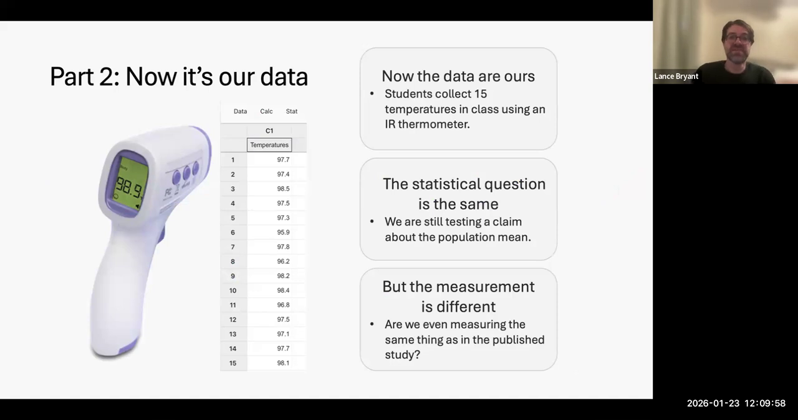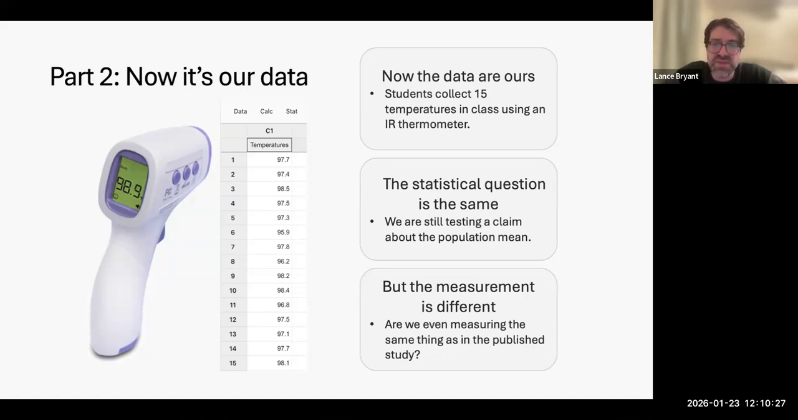So now when it comes to our data. For this, I just did this at the beginning of class. As the students came in, I had this infrared thermometer, so you could just read their foreheads, and I went around and wrote down all of the temperatures that we got. So it was pretty quick. It didn't take long at all. I had 15 students in class, so we took all their measurements.